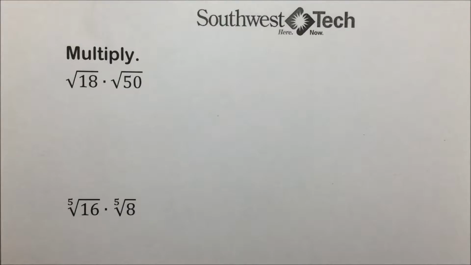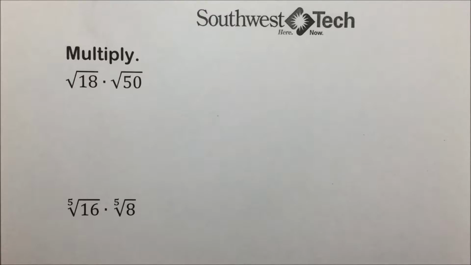Intermediate Algebra, Section 7.3, Multiplying and Simplifying Radicals. We've used the product rule for radicals to find products and also to simplify radical expressions. For some radical expressions, it's possible to do both. First find a product and then simplify.